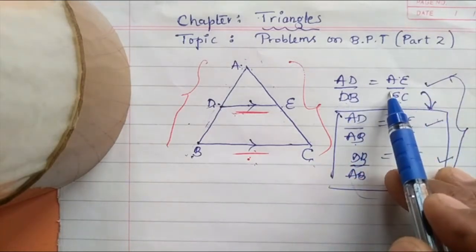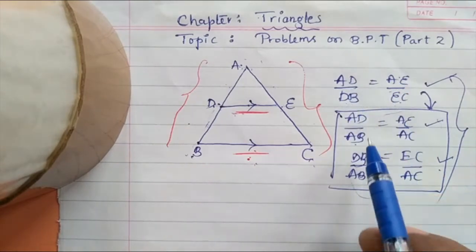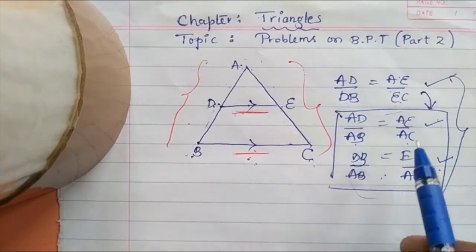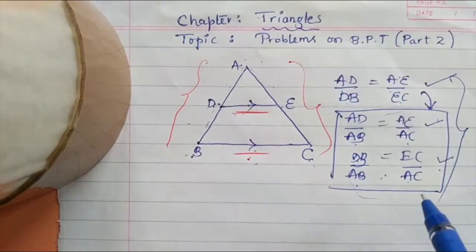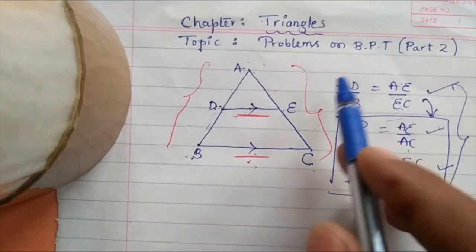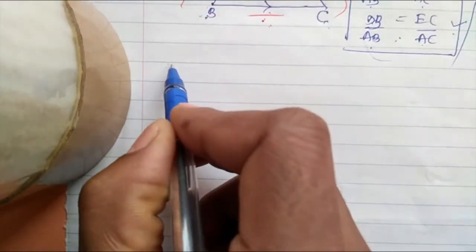This is the main result of BPT. These two are additional. Part by part is the main result. Part by full, the remaining part by full, are the additional results of BPT. But all three are very important to solve problems. By using these ideas, let us go for some examples.